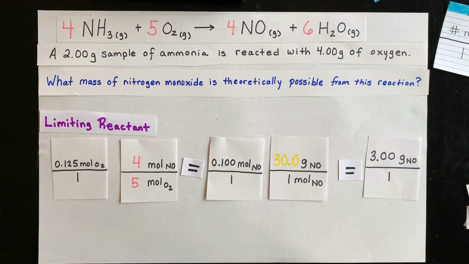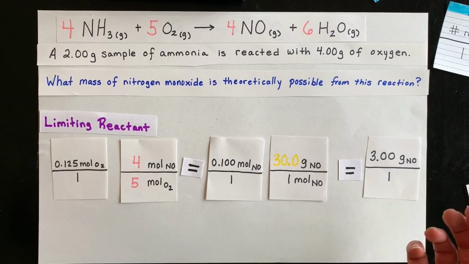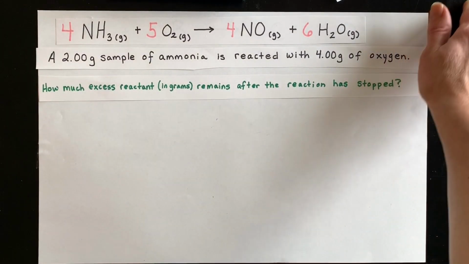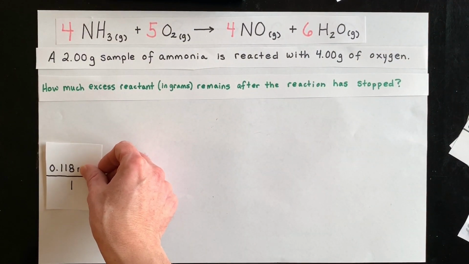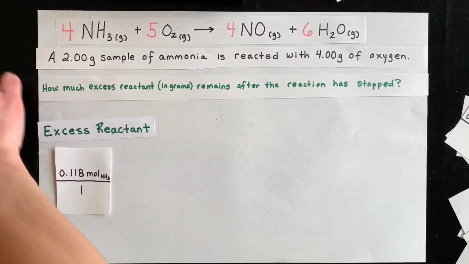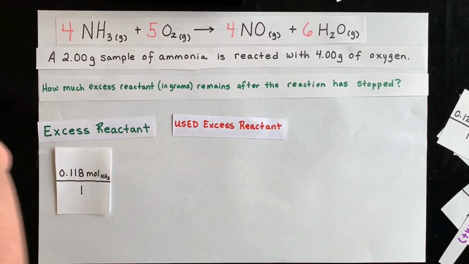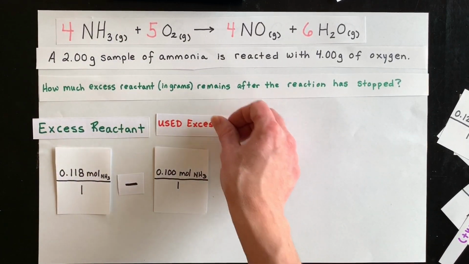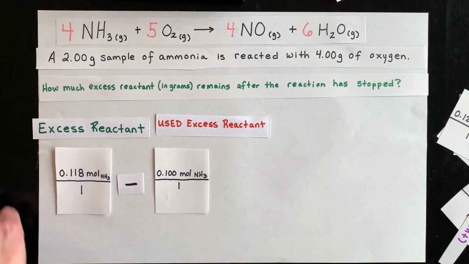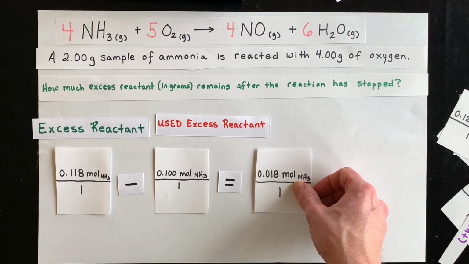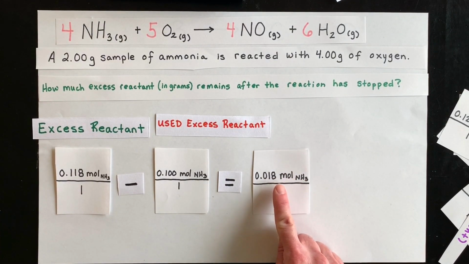We have one last thing to solve, which is the excess mass and the used mass of the reactant, in this case ammonia. So what we need to do now is say we started with this much of our excess reactant, okay? And then we only needed this many moles. So we're going to subtract it from the 0.1. That was what we actually used to react with the oxygen. That was the limiting. This is then going to give us the moles of the excess that was unused.